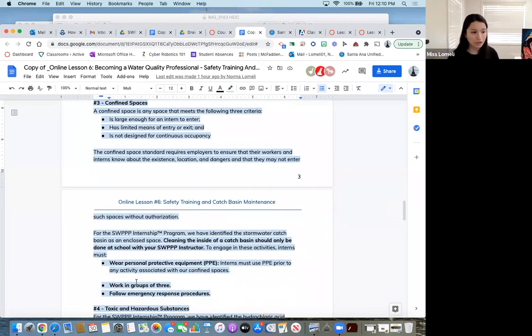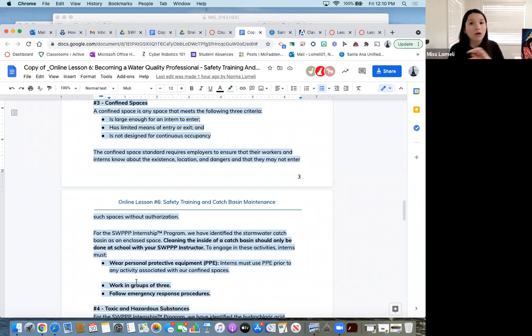For the SWIP internship program, we have identified the stormwater catch basin as an enclosed space. Cleaning the inside of the catch basin should only be done at school with your SWIP instructor. So if we were at school, we would be taking a closer look at a catch basin, which I'll teach you next time, what a catch basin is.